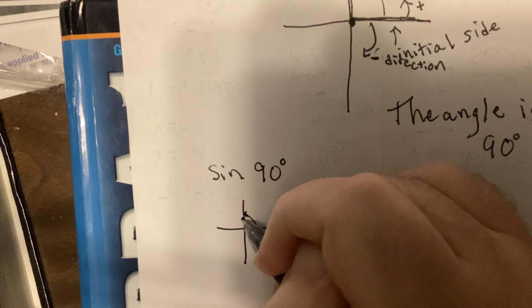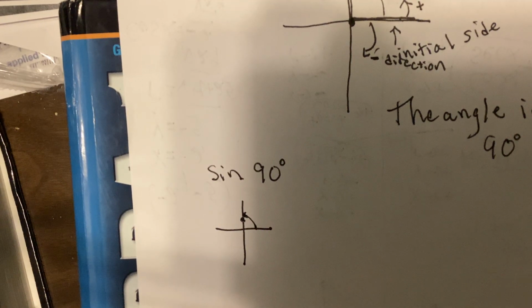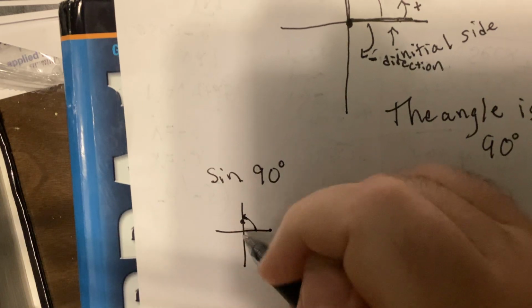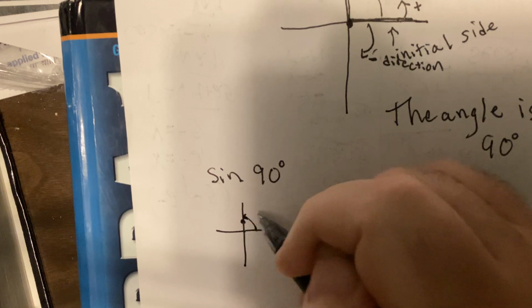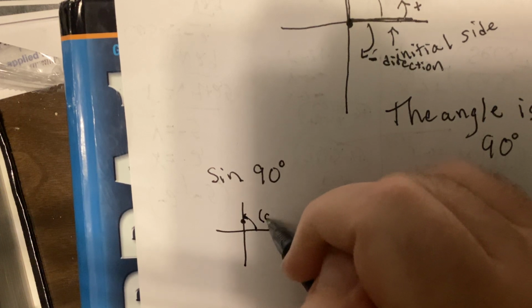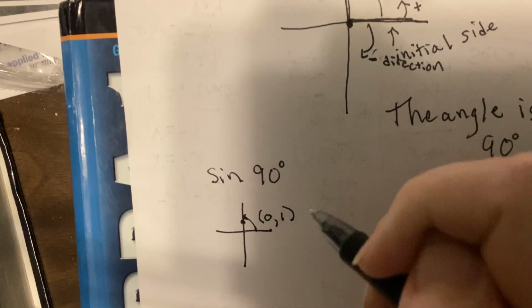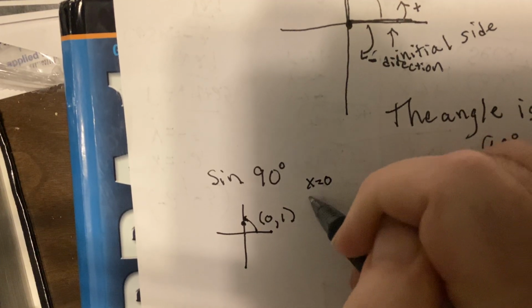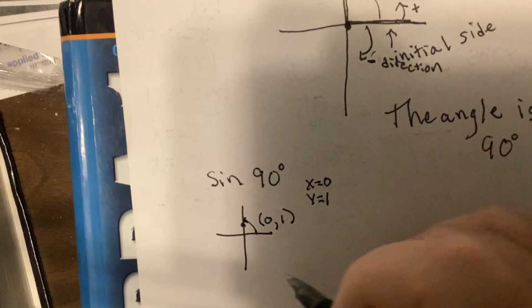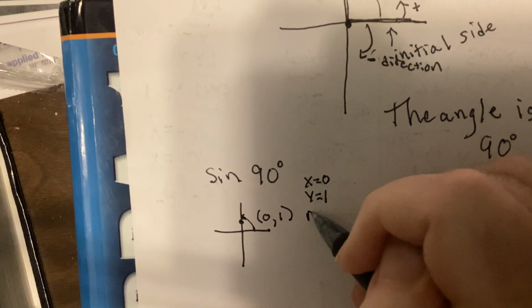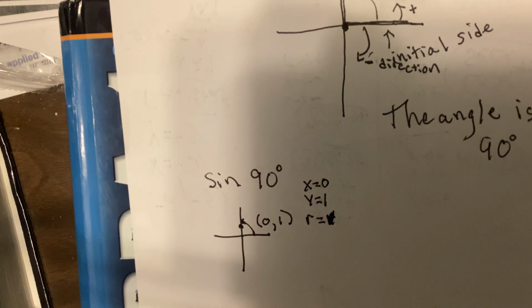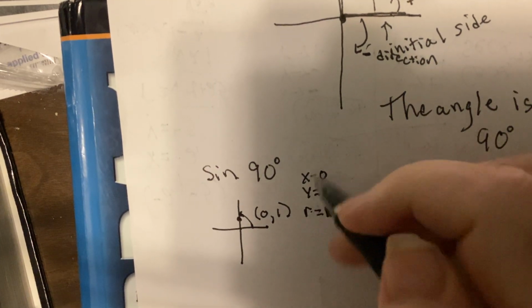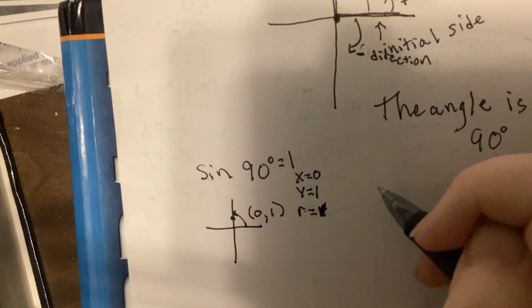And we pick a point on the axis. And we're going to pick the point that's 1 unit from the origin. Always 1 unit from the origin. So that would be the point 0, 1. So x is 0, y is 1, and since we did 1 unit, r is 1. Remember, r is a distance from the origin to that point. So sine is y over r, so sine of 90 is 1.